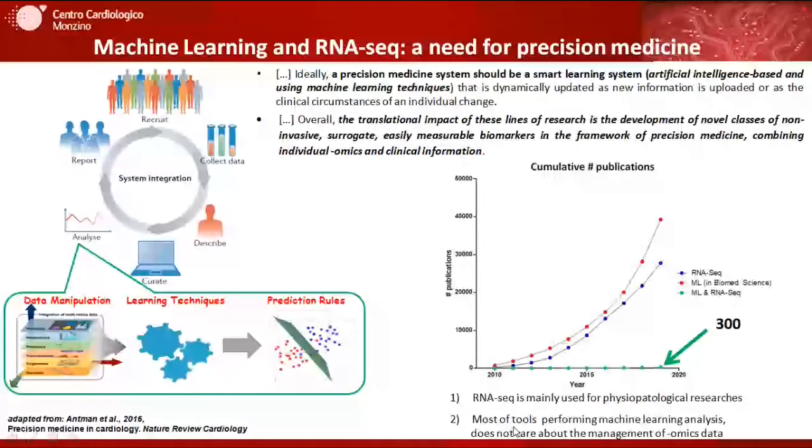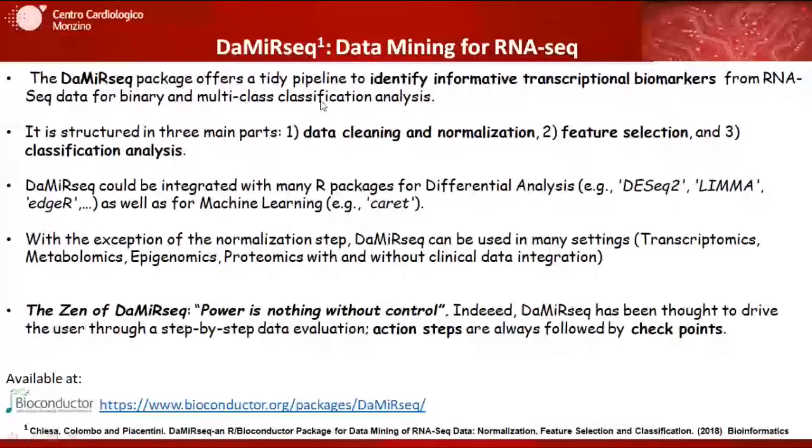The DaMiRseq package, as you can read in the first statement, offers a pipeline to identify informative transcriptional biomarkers from RNA-seq data in order to build classification models. It is structured in 3 main parts: the first is data handling, the second is feature selection, and the third is classification analysis. It can easily be integrated with many R packages and can be used in several settings beside transcriptomics, such as metabolomics, epigenomics, and so on.